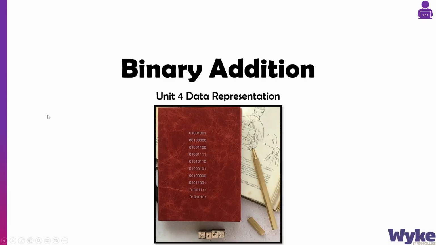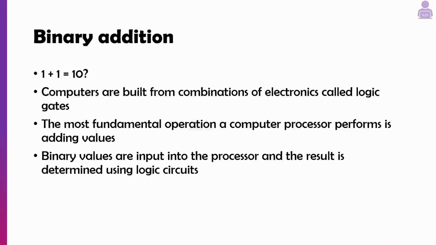Welcome back to the third video in the series where we're going to look at binary addition. Computers are built from electronic circuits that are called logic gates. Now, something that runs on electricity can either be off or on. That's all it can be. So you can only have two states, binary states, 1 or 0.